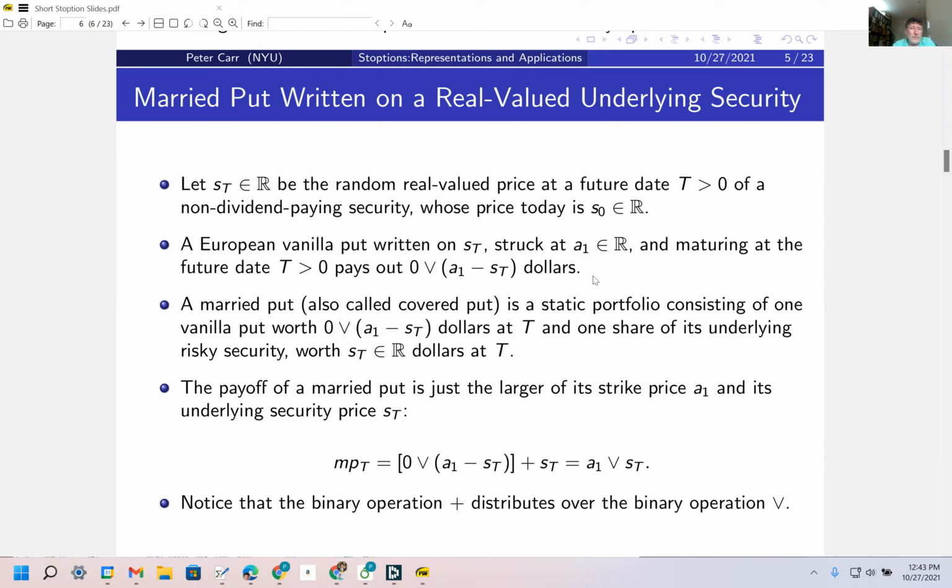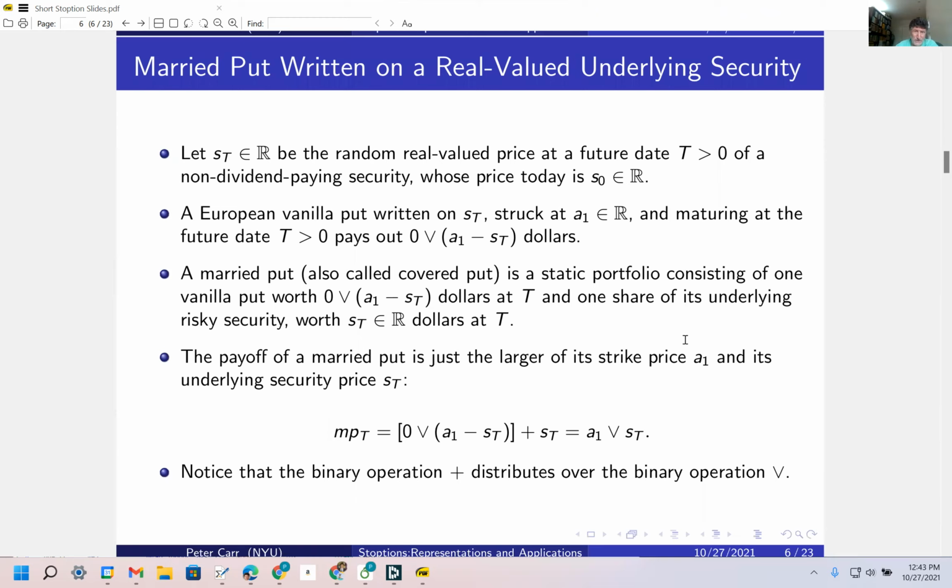So a married put, which is also called a covered put, is a static portfolio consisting of one vanilla put with that payoff and one share of its underlying security. Okay, so one unit of its underlying security. So the underlying security at maturity of the vanilla put is worth a little less.